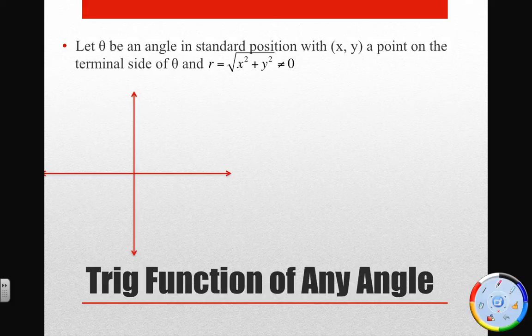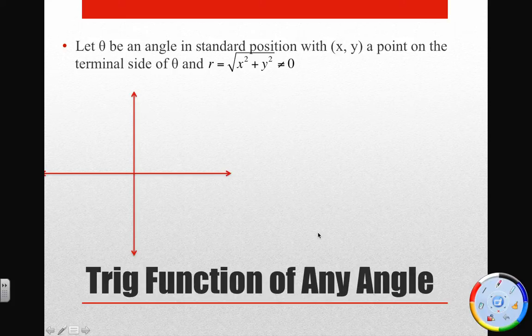All right, so let's start with this. Trig function of any angle. We're going to let theta be some angle in standard position with (x, y) being a point on the terminal side of theta, and r is the square root of x squared plus y squared. That's just the distance formula between a point and the origin.